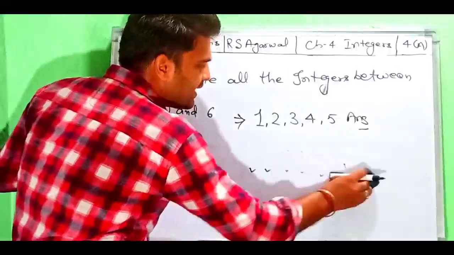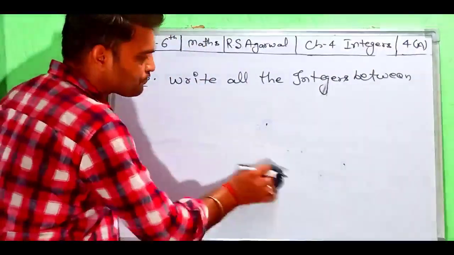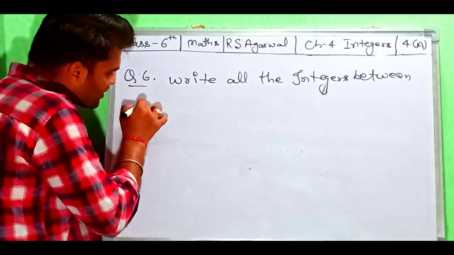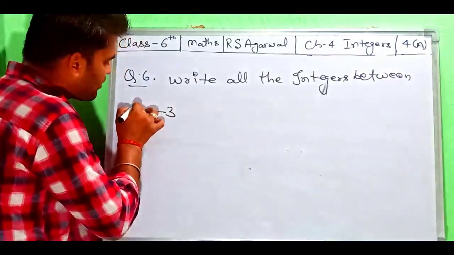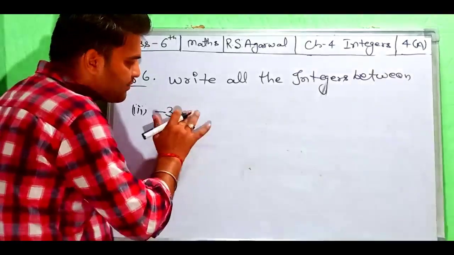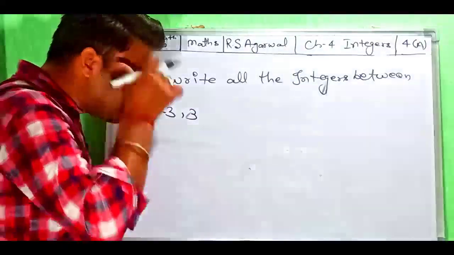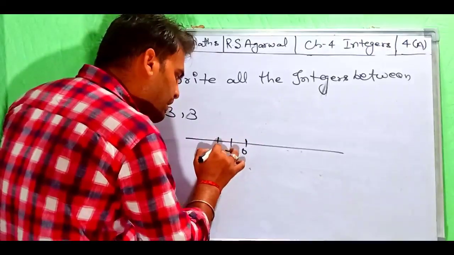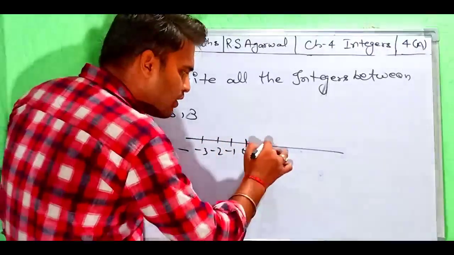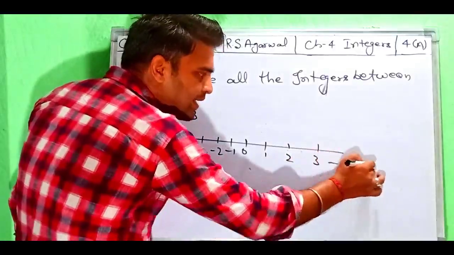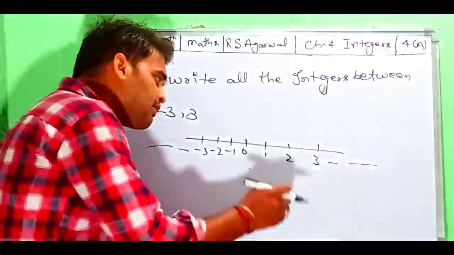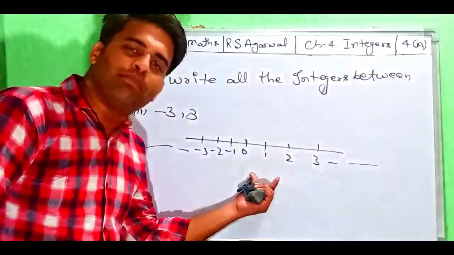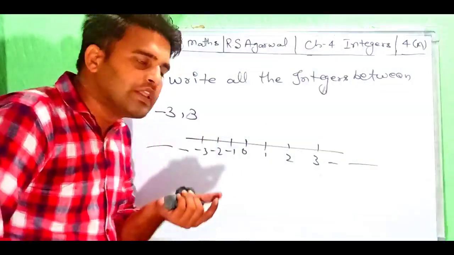What is our next question saying? Our next question is -3 and 3. If you're talking about -3 and 3, then again take the number line: 0, -1, -2, -3 and so on, 1, 2 and 3 and so on. Look, students, in this kind of question we will have to choose the number line. We will have to take the help of the number line.